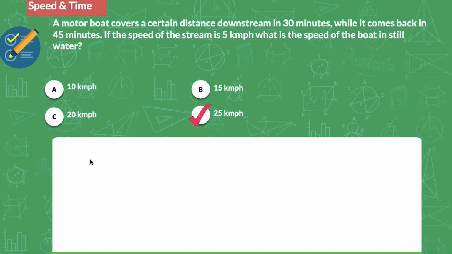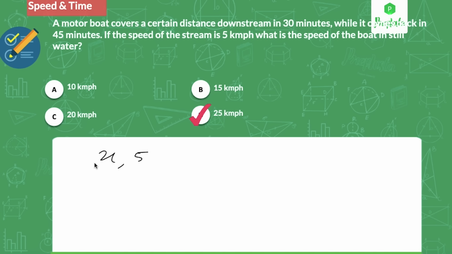But still, this is a very easy question. You don't need a formula to solve this question. You just need the basic idea of what downstream is and what upstream is, and you can directly find the answer. So what do I need to find? I need to find the speed of the boat in still water. Let's say it is x. Speed of the stream is 5.